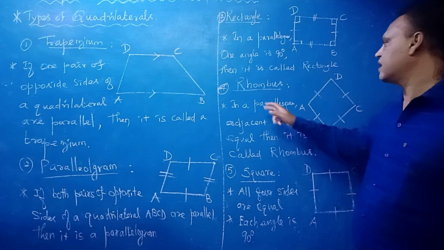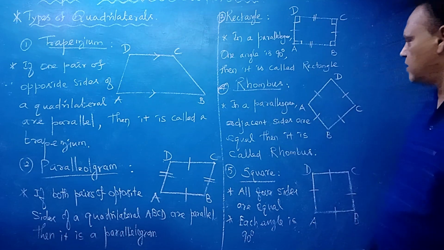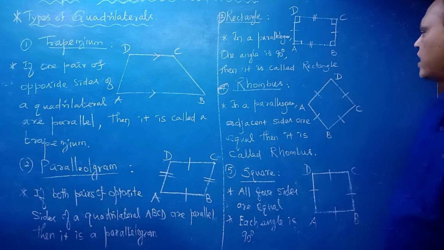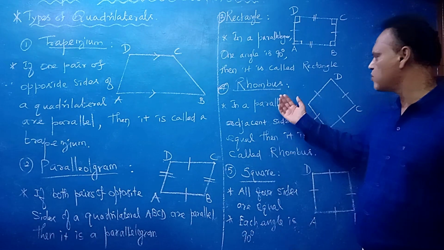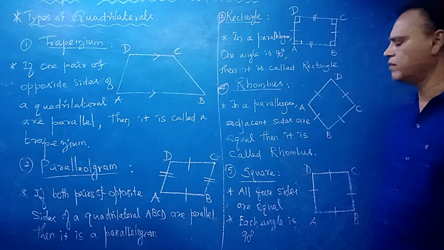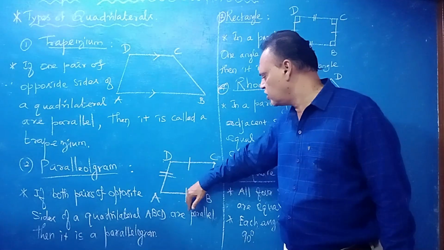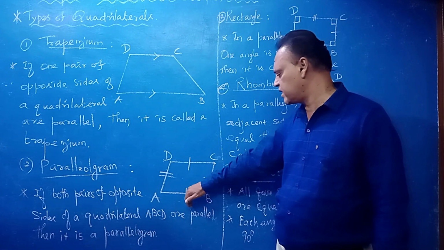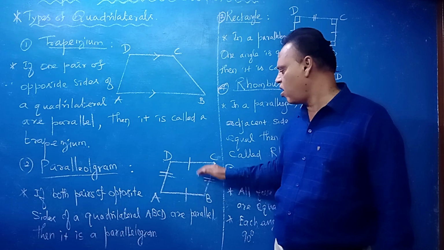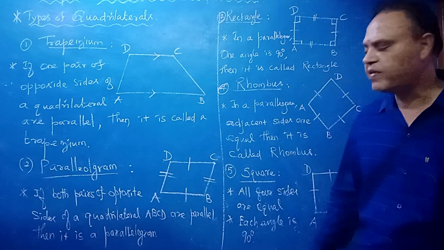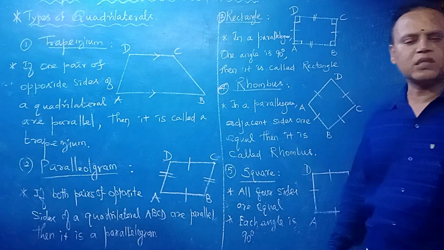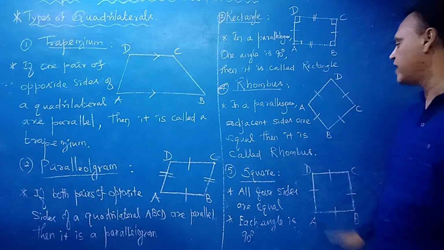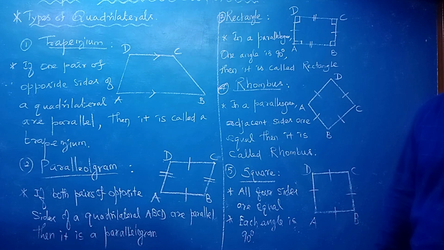Now, the fourth one, rhombus. When does a parallelogram become a rhombus? When adjacent sides are equal. In a parallelogram, if these two near sides, the adjacent sides, are equal, then automatically all sides will become equal. Then we can say it is a rhombus. In a parallelogram, if adjacent sides are equal, then immediately you can say it is a rhombus.